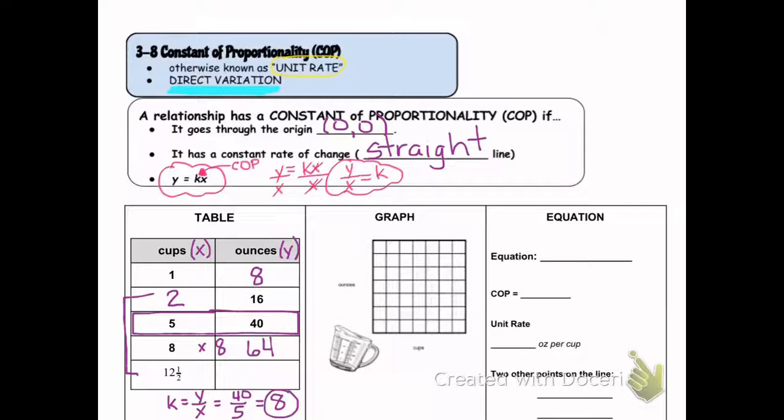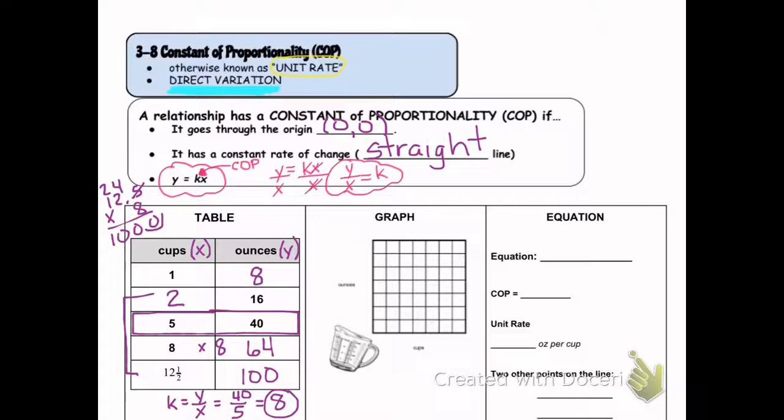I'll just go ahead and do 12.5 times 8. 8 times 2 is 16, plus 4 is 20. 8 times 1 is 8, plus 2 is 10. And so 12.5 cups would be 100 ounces.